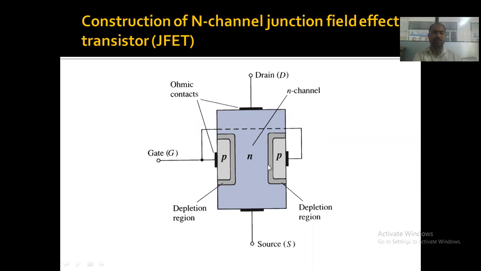This is the thing with respect to the construction of the n-channel junction field effect transistor, right? So how the flow is increased or decreased, that we have to see. I will tell you how the flow in it is reduced or increased. By increasing the size of this depletion layer, what effect will there be?